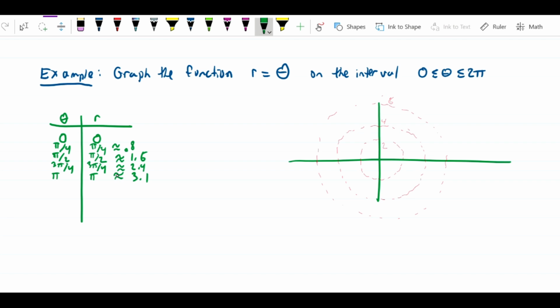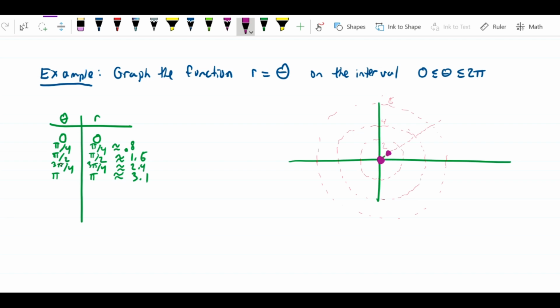So let's graph the 0 first. One point on this graph is going to be the point 0, 0. Recall that it doesn't really matter what the angle is if the radius is 0, because we're just looking at that point. At pi over 4, I've put in this radial line at an angle of pi over 4. I want to go a distance of 0.8 from the origin, so that takes me to about here.